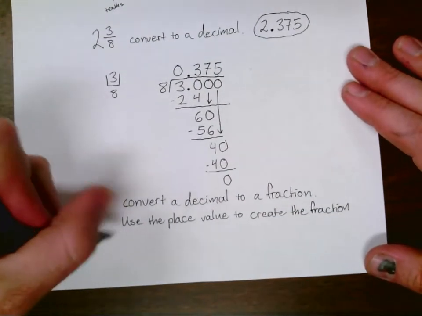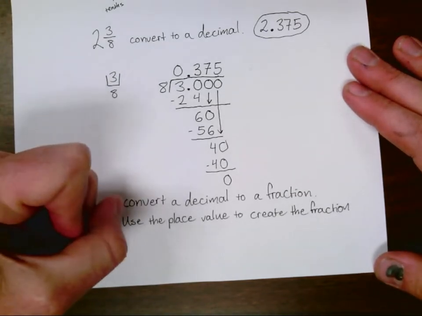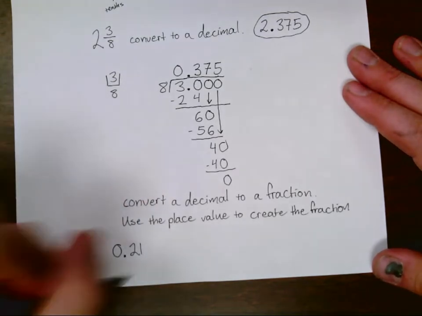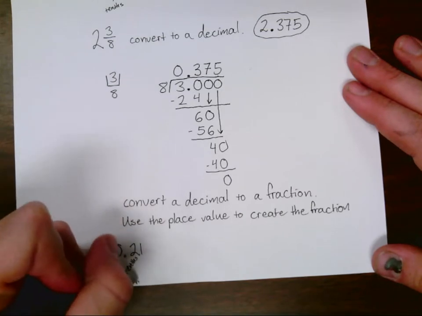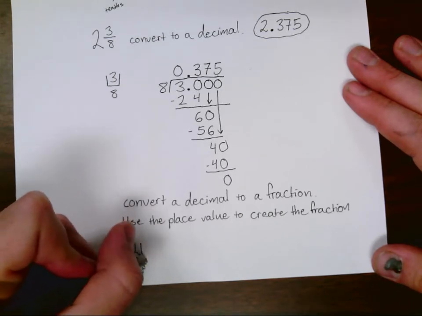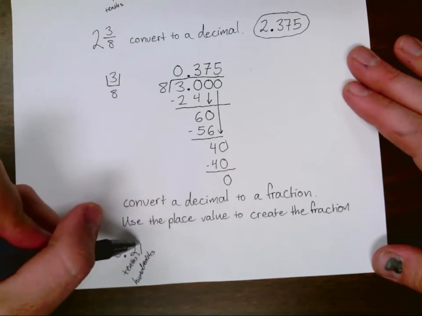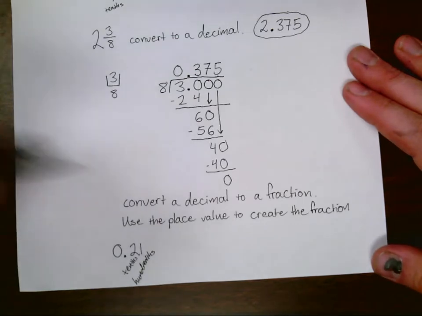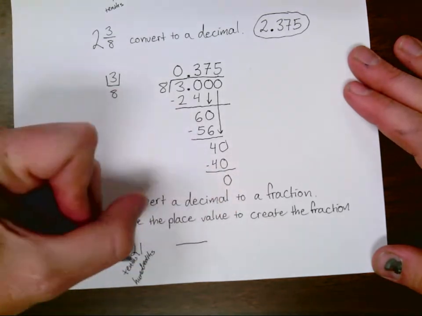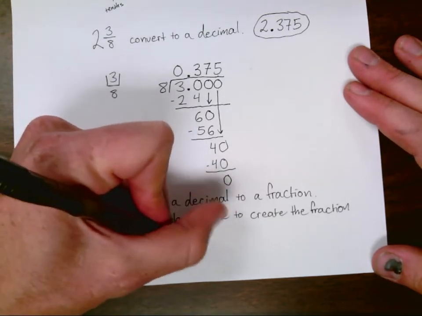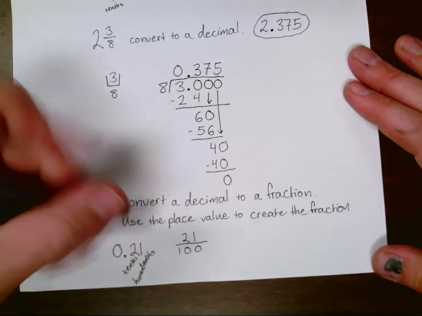So, for example, I've got a decimal here. Let's say 0.21. I know 2 is in the tenths place. 1 is in the hundredths. And I'm just going to go to that last decimal place. In this case, 1 is the last decimal place for this decimal. And since 1 is in the hundredths place, I make 100 my denominator and 21 my numerator, because this is 21 hundredths.